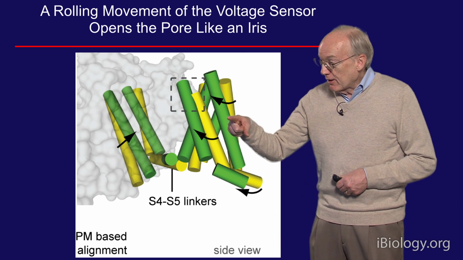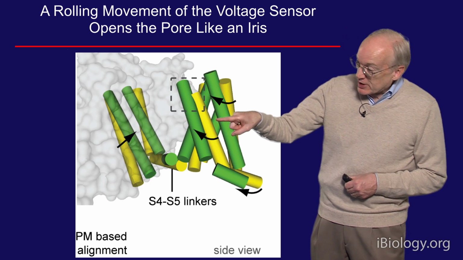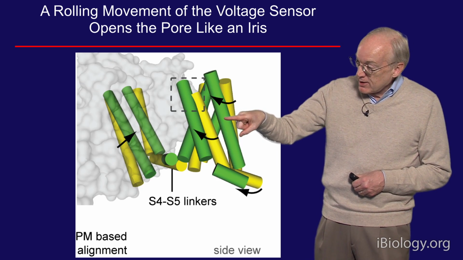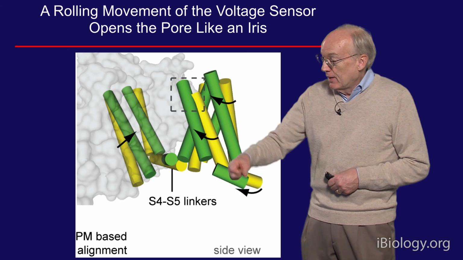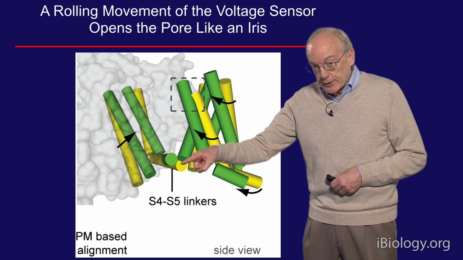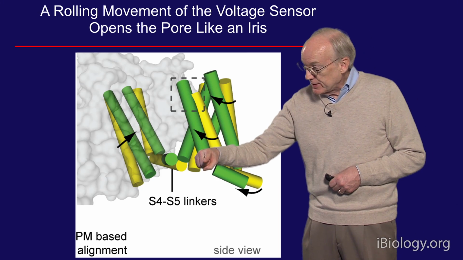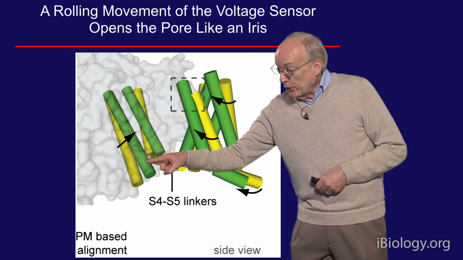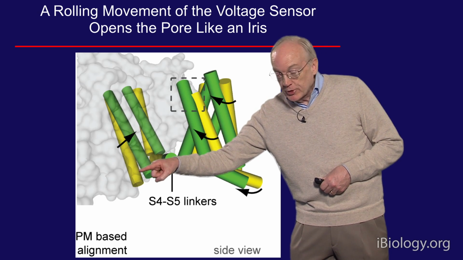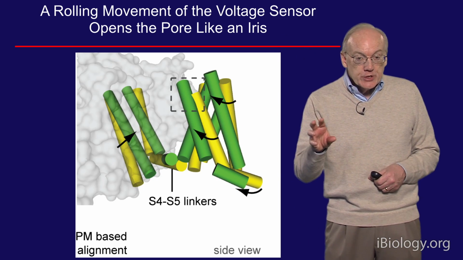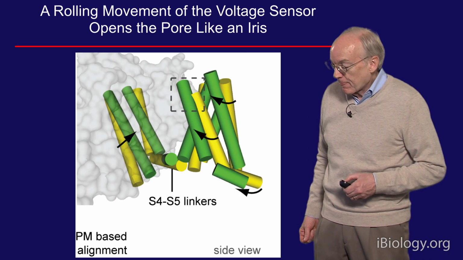And you can see here that opening involves a rolling motion of the voltage sensors kind of around this way as the S4 segment moves out, as you have seen. That exerts a torque on the S4-S5 linker, sort of in the plane of the membrane like this. That in turn exerts a torque on these pore lining residues, and they open the pore with kind of a twisting iris-like motion, just like the iris in your camera.